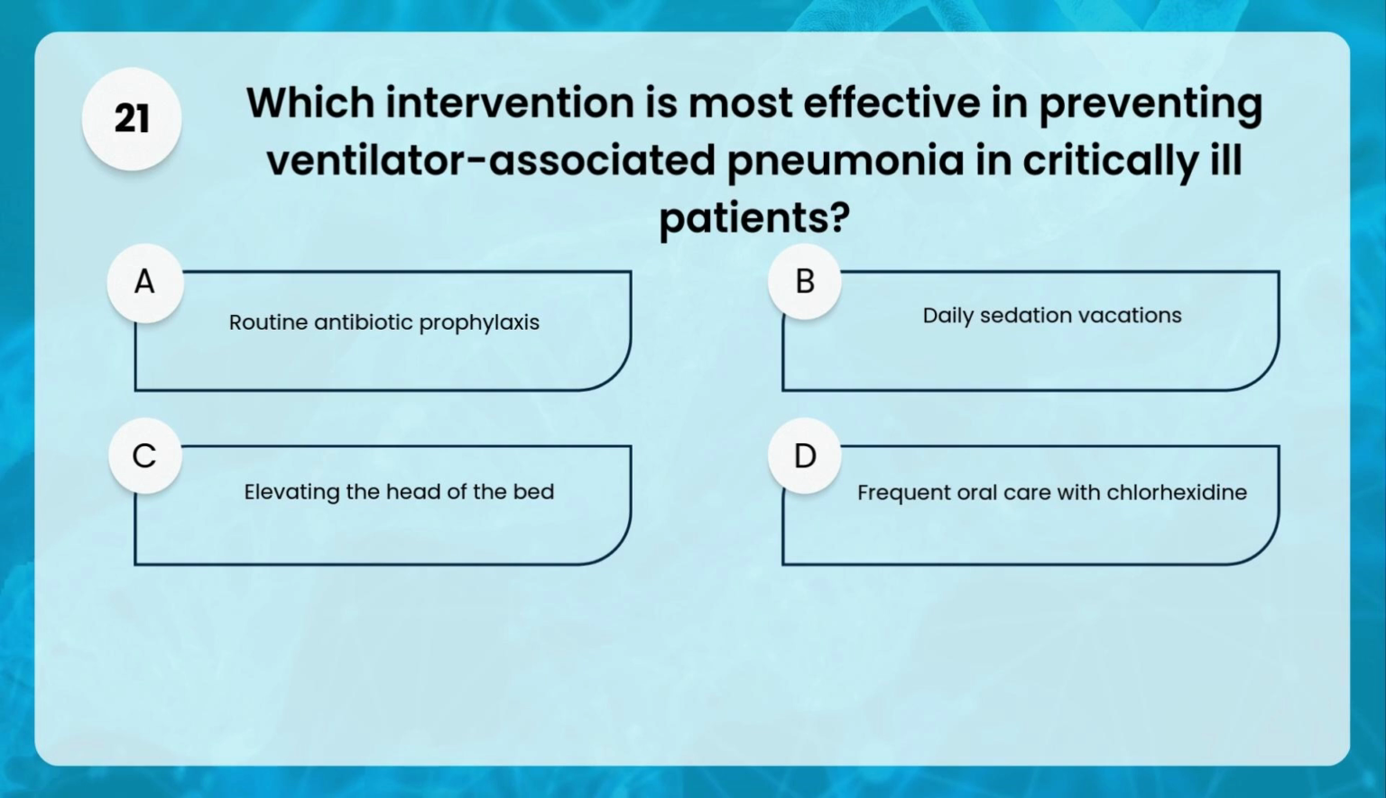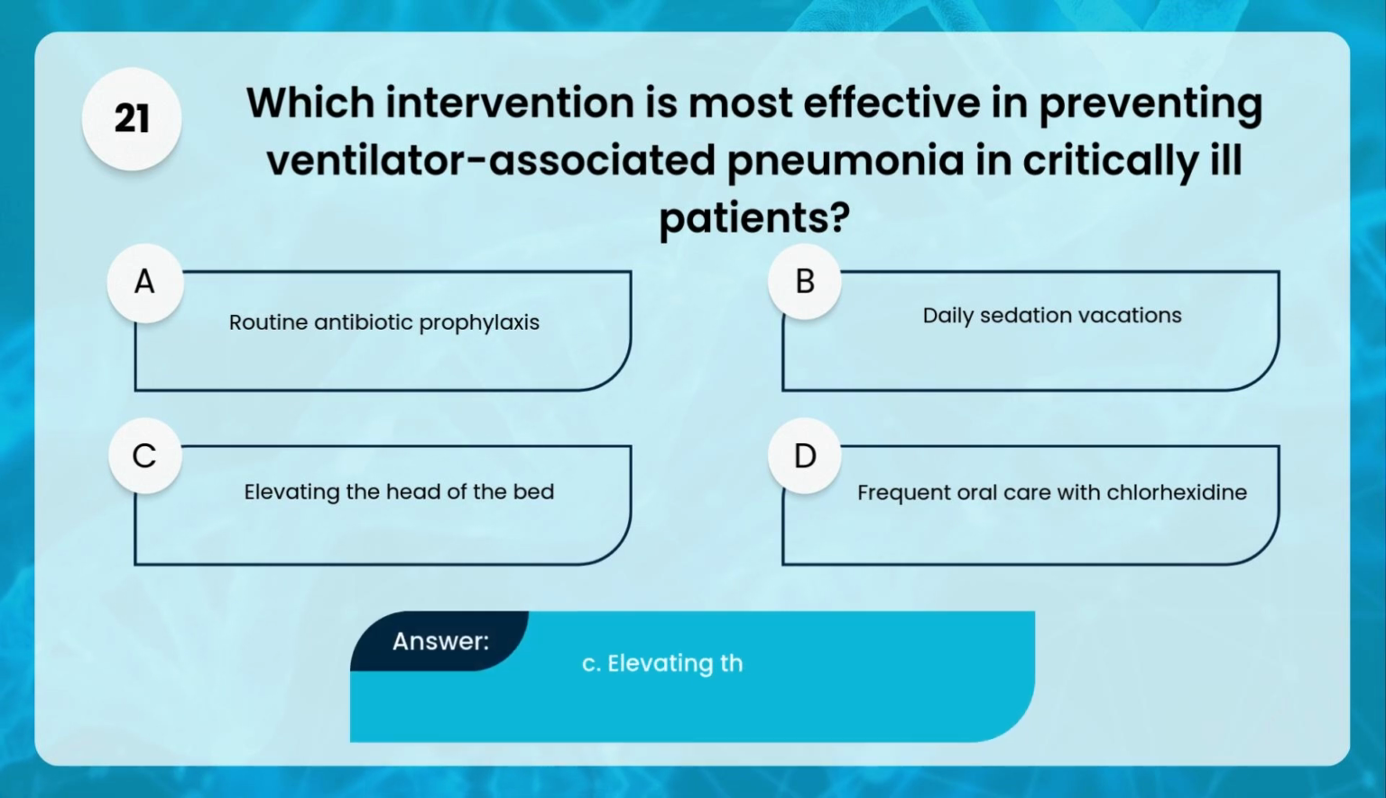Number 21. Which intervention is most effective in preventing ventilator-associated pneumonia in critically ill patients? A. Routine antibiotic prophylaxis. B. Daily sedation vacations. C. Elevating the head of the bed. Or D. Frequent oral care with chlorhexidine. The answer is C. Elevating the head of the bed.